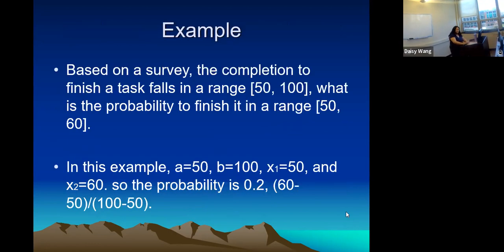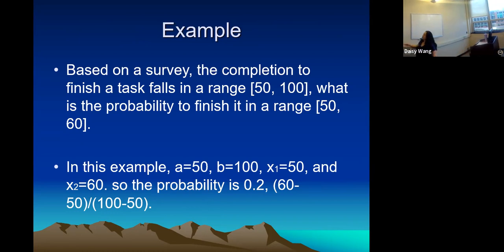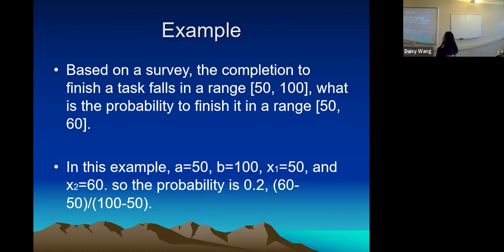So here, based on a survey, finishing a task will always take between 50 and 100 days. Based on the previous example, we always finish this between 50 and 100 days. So what's the probability that we finish this between 50 and 60 days? It's very simple. Let me draw.